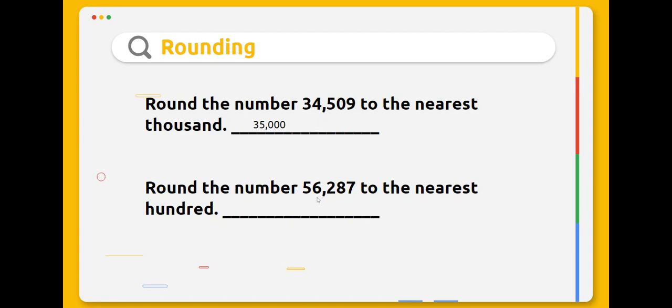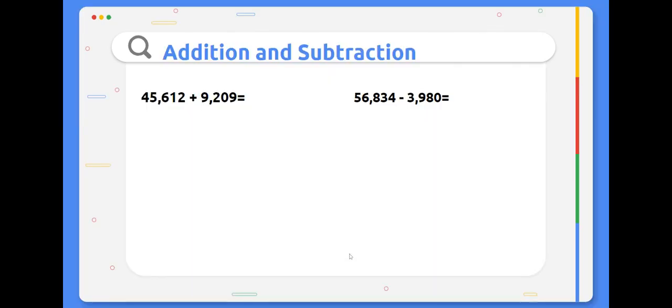Okay, looking at the number 56,287, we're rounding it to the hundreds, so we're underlining the 2 and going back to the 8. 8 is one of those 5, 6, 7, 8, 9 numbers that tell us to get bigger. So the 2 will become a 3. The numbers in front stay the same, and the numbers behind become zeros. Great job.